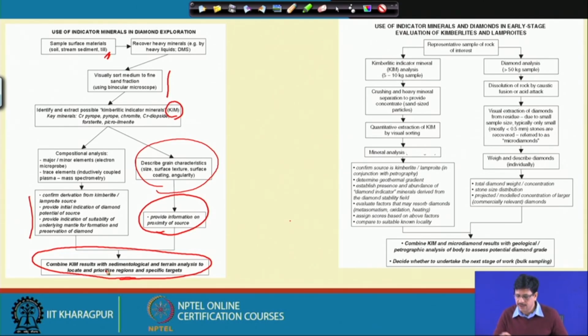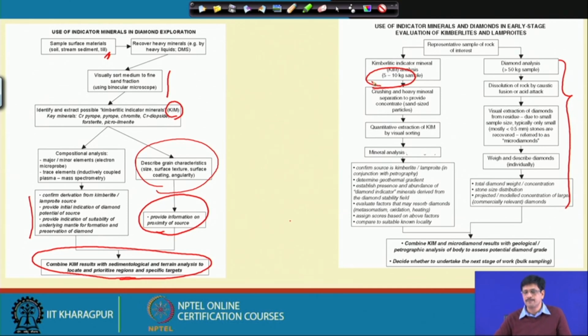So, it is basically the indicator minerals and diamonds in the early stage of evaluation. This is a representative sample of the rock, kimberlitic indicator minerals, their separation, mineral analysis; they confirm the source. And even if we get the diamond, we can do the diamond analysis. Depending on if we are only looking for the kimberlite indicator minerals, then the amount of sample that we will be choosing will be less, of the order of 5 to 10 kg.